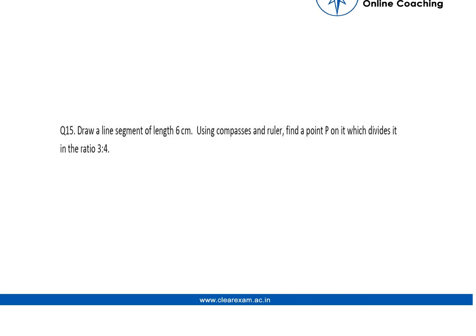So the question is, draw a line segment of length 6 cm using compass and ruler. Find a point P on it which divides it in the ratio 3:4. So now let's begin with the solution.